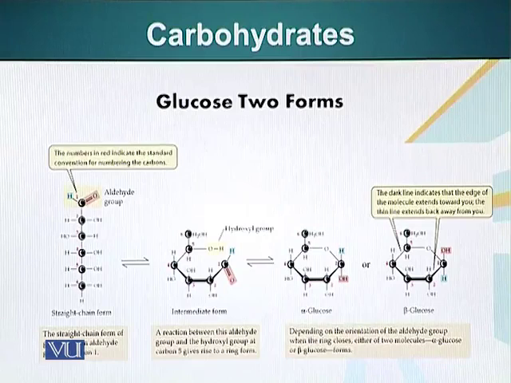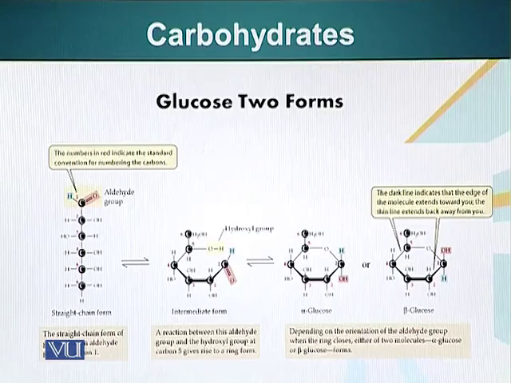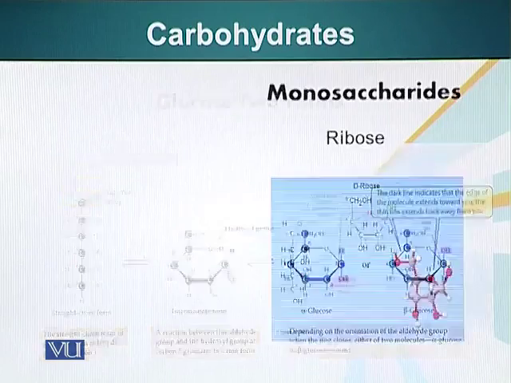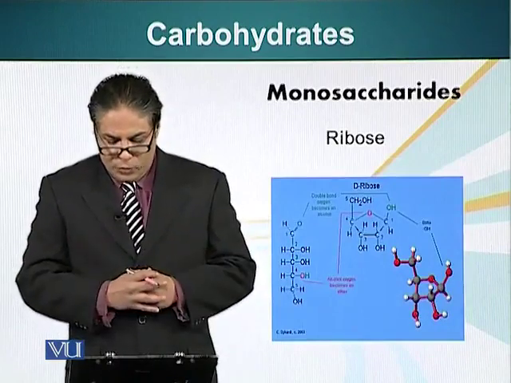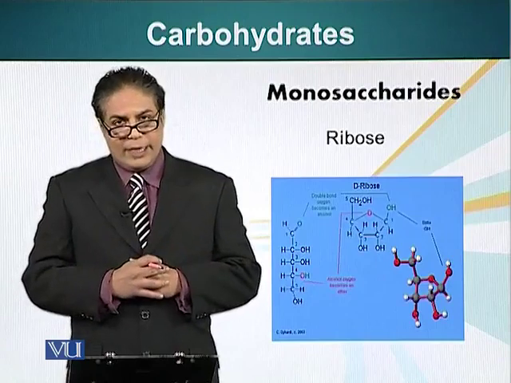In alpha glucose, the hydroxyl group is pointing downwards, whereas in beta glucose, the hydroxyl group is pointing upwards. The consequence of this chemistry, or this organization of atoms in this molecule, is very significant, which will become clear in subsequent modules.